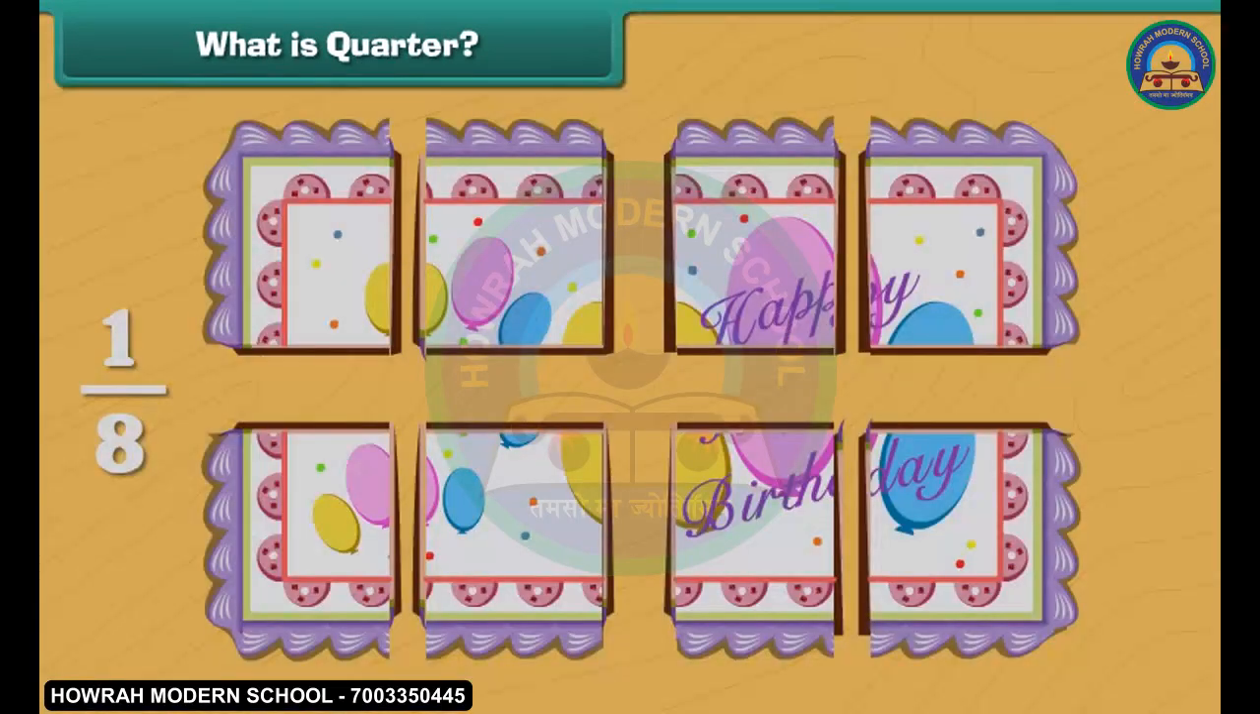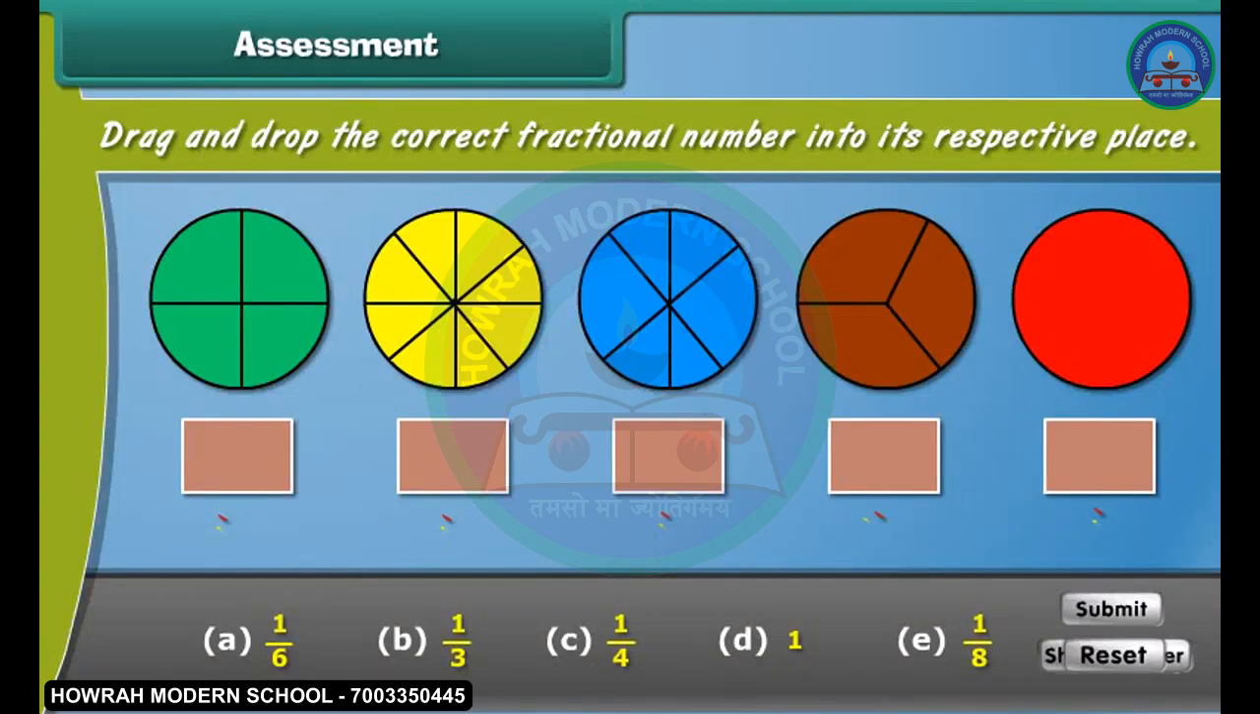You can also divide the cake in more number of pieces. Drag and drop the correct fractional number into its respective place.